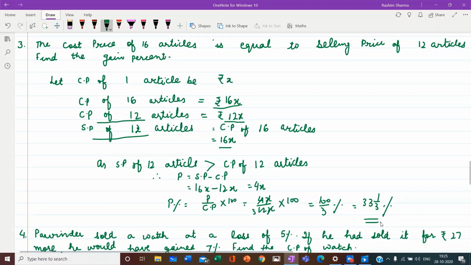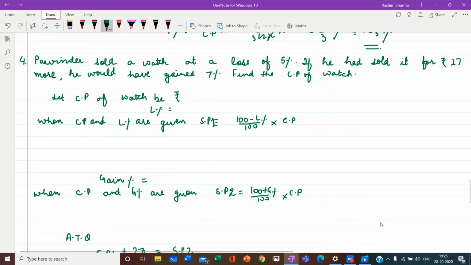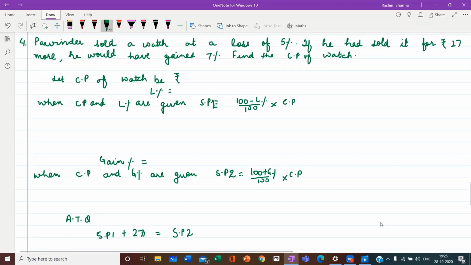Okay. Then question number 4. Parvinder sold a watch at a loss of 5%. If he had sold it for rupees 27 more, he would have gained 7%. Now find the CP of watch. We are not given here CP or SP. We are given only that he had sold it. But we have to find CP. So we will suppose here, let the CP of watch be rupees x.